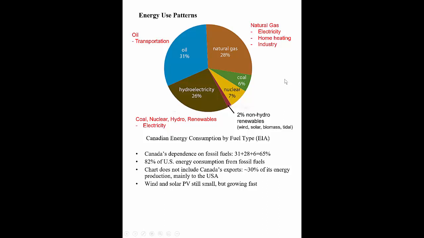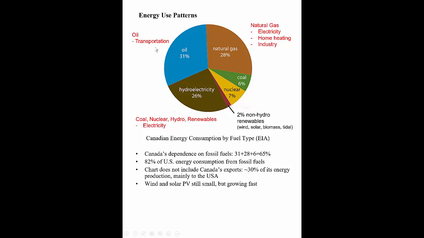Okay, now I'd like to talk about energy use patterns at a very high level. Don't get too hung up on the detailed statistics. Just take away the broad patterns from this. This is a pie chart showing the Canadian energy consumption by fuel type. Again, this is from the EIA, Energy Information Administration in the United States. And you can see the broad categories of fuels that we use. We use a lot of oil. About 31% of our energy comes from oil. We use a lot of natural gas.